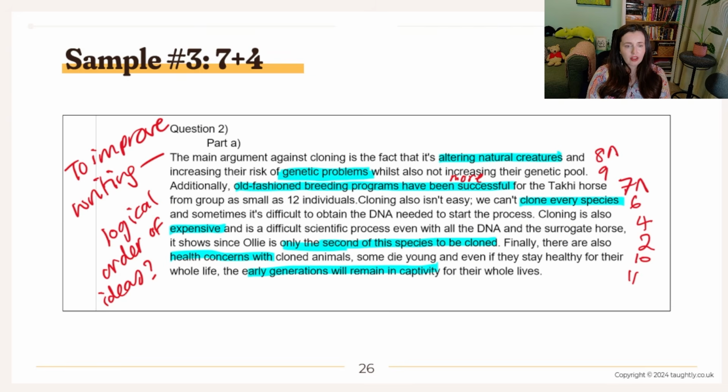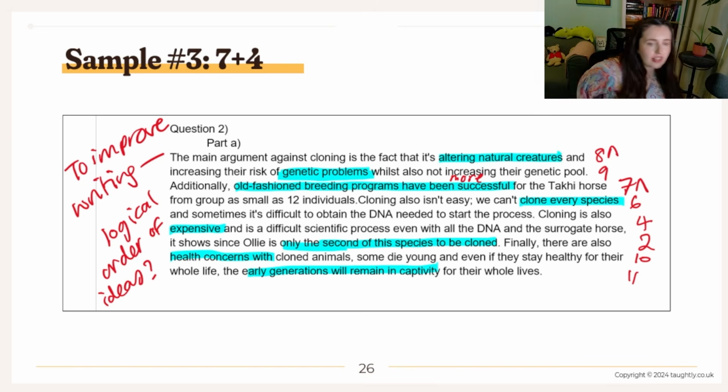Finally, there are also health concerns with cloned animals. Some die young, and even if they stay healthy for their whole life, the early generations will remain in captivity for their whole lives. It scored 1, 2, 3, 4, 5, 6 full ideas and 2 partial ideas, and it didn't really have any sentences that were irrelevant. It was focused on the question, so therefore I awarded the student 7 out of 10 because they found 6 full ideas, 2 partial ideas, so I thought 7 was fair.